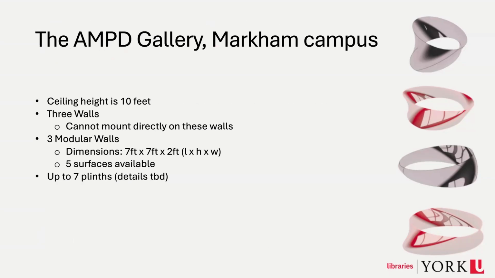So just a bit about the actual gallery space itself. You can see the stats here. It's got a ceiling height of 10 feet. There are 3 walls, but we cannot mount things directly on those walls. As you saw, most of the walls there were actually glass. There are, though, 3 modular walls that measure 7 by 7 by 2 feet. And so that gives us 5 mounting surfaces and up to 7 plinths.